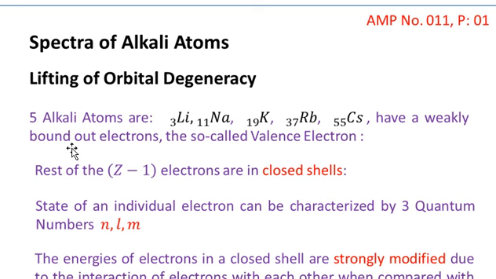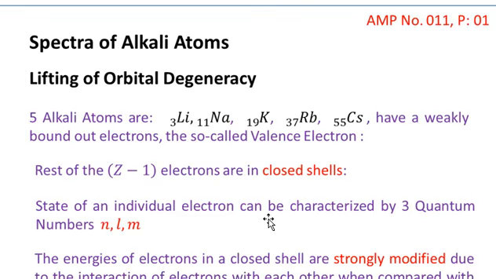All these have a weakly bound outer electron, the so-called valence electron. So there is one valence electron in each of these alkali atoms, which is further away from the nucleus in comparison with the inner core of the electrons. So each of these has an inner core of electrons around the nucleus and one valence electron further away from the nucleus. Each of them has Z electrons. The rest of the Z minus 1 electrons are in the closed shells.